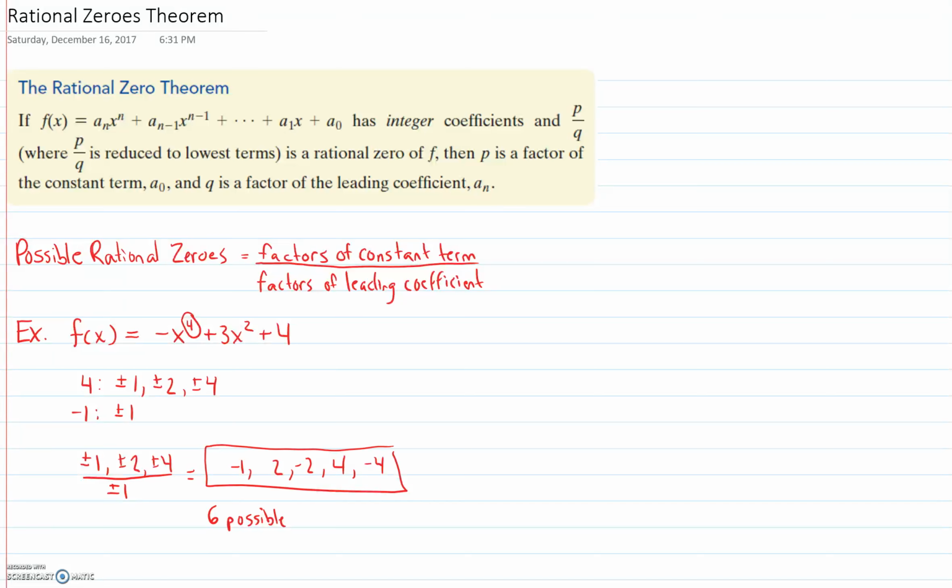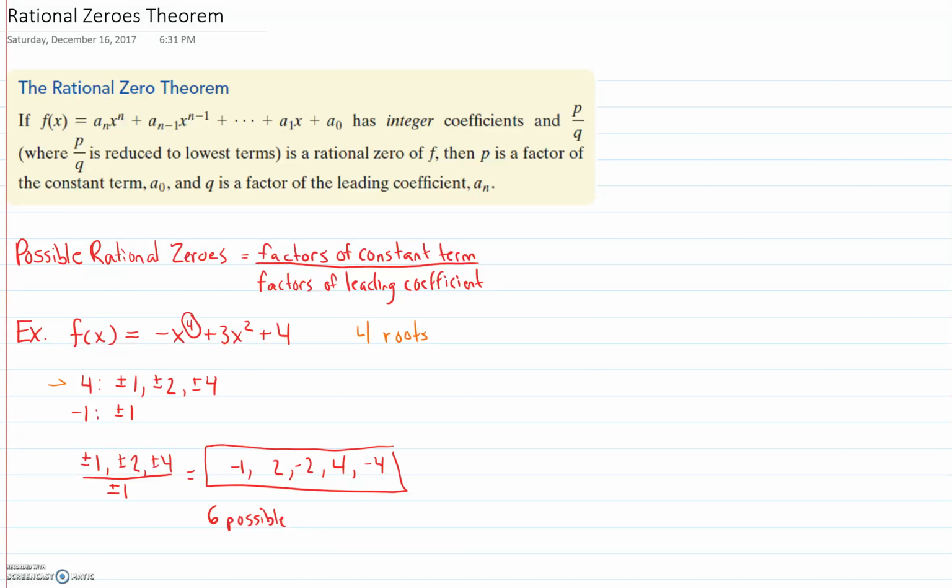Notice how this is a degree 4. Degree 4 means that we should have 4 roots, or 4 zeros. And it doesn't necessarily mean that they'll all be rational, but they have possible rational roots.